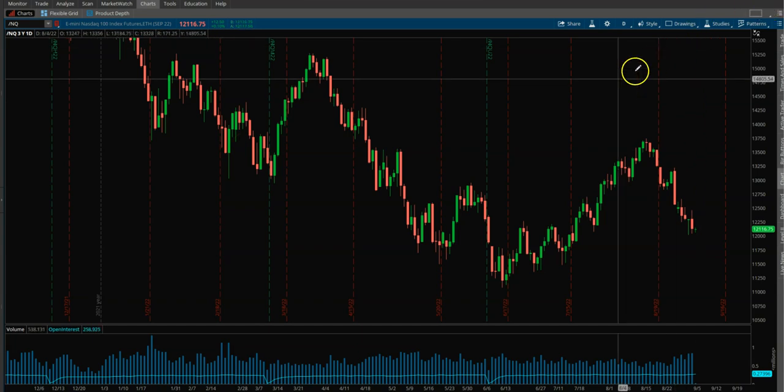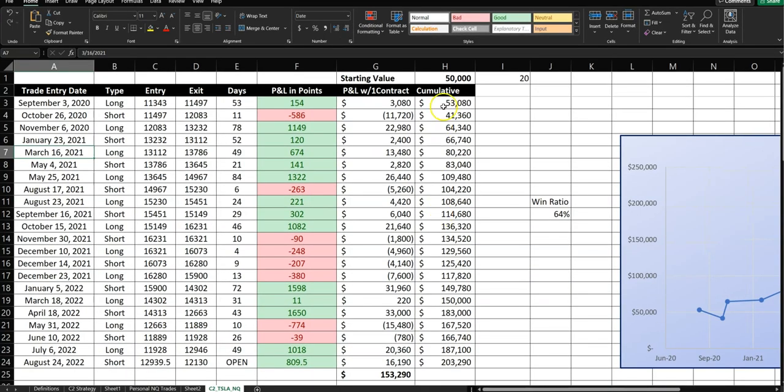So once you come out of your short trade or long trade, you will enter the other one, right? So what I did was a backtest of this strategy going back 2 years, right? Started from September 3rd of 2020, this strategy right here.